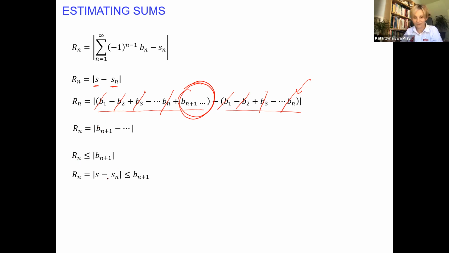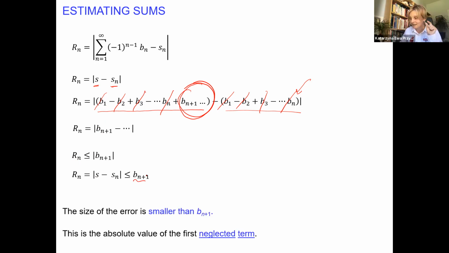That difference, the entire partial sum, is always less than the next term that we didn't use, the neglected term, because S sub n, the partial sum, ends at b sub n. B sub n plus 1 is my next term. That means the size of the error is always smaller than the next term. Of course, the absolute value of the term. We're not looking at signs.